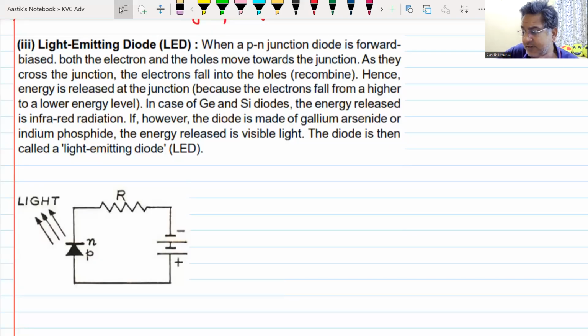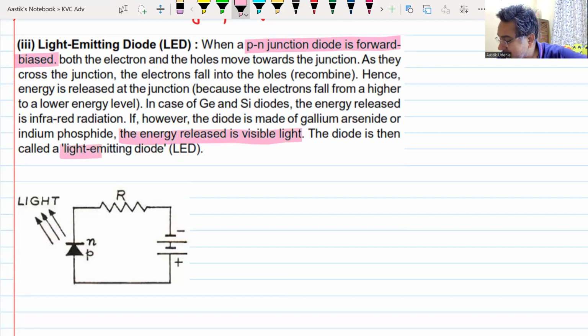The next device, you may call it the reverse of a photodiode. It is an LED, light emitting diode. It's a forward bias PN junction. Remember, the PN junction is forward biased. When it is forward biased, it will release energy in the form of light, and therefore it is known as a light emitting diode or LED. The diagram is there. When it is forward biased, it releases energy in the form of visible light. I'll give you a minute to note this down.